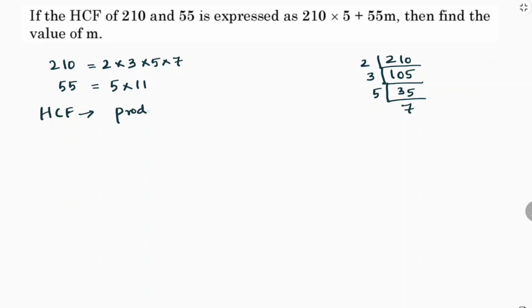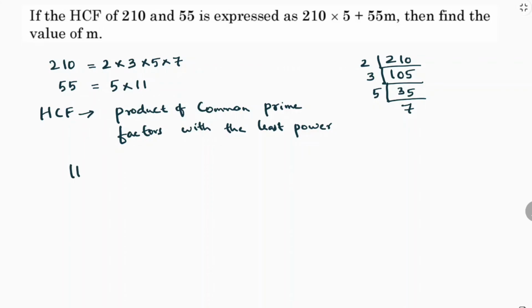the product of common prime factors with the least power. So here, HCF is clearly the common prime factors. We have only one common prime factor, which is 5, and its power is also 1. So HCF is 5. Now they told us HCF is expressed in this form.